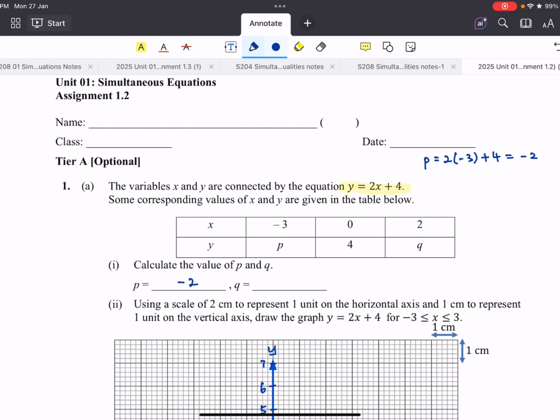Then do the same thing for Q. Q happens when the x value is 2. So that will result in 4 plus 4, which equals 8. Okay, right? So let's take a look.